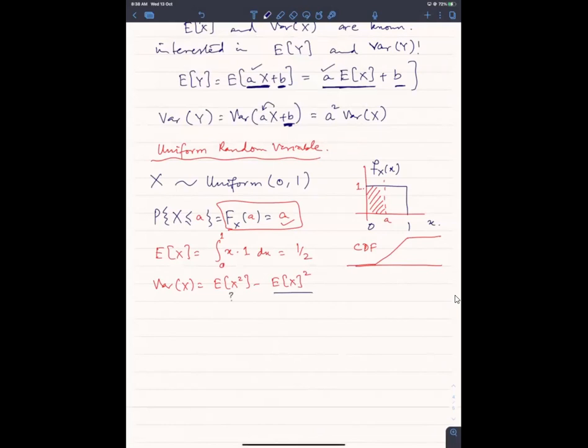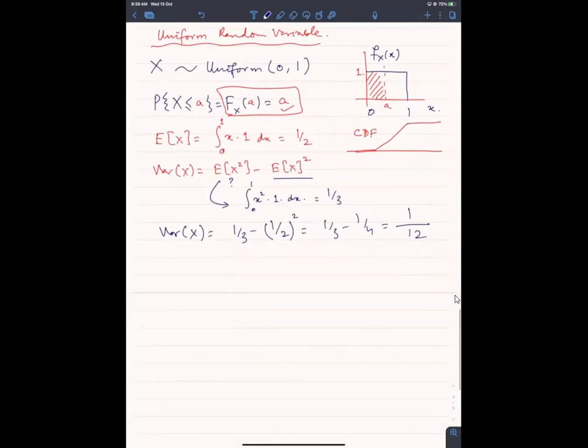This is simply the expected value of a function of a random variable, which is x square, into the PDF, which is 1 dx, again integrated from 0 to 1. So this would be 1 over 3. So the variance of x would be equal to 1 over 3 minus 1 over 2 whole square. So 1 over 3 minus 1 over 4, which is equal to 1 over 12. This is the variance of a uniform random variable which is between 0 and 1.